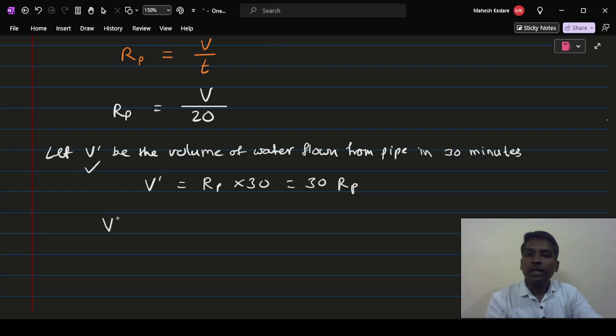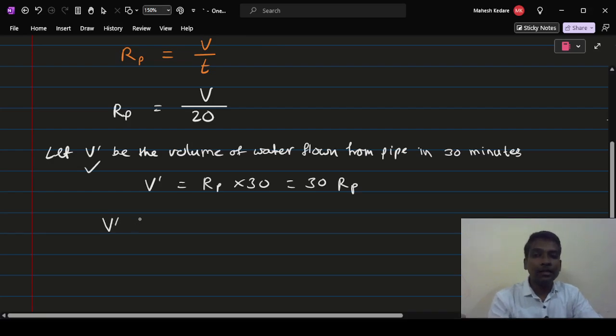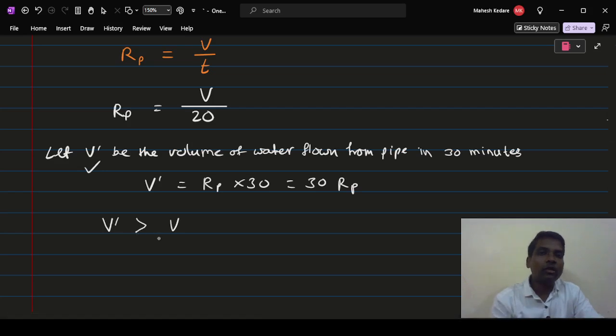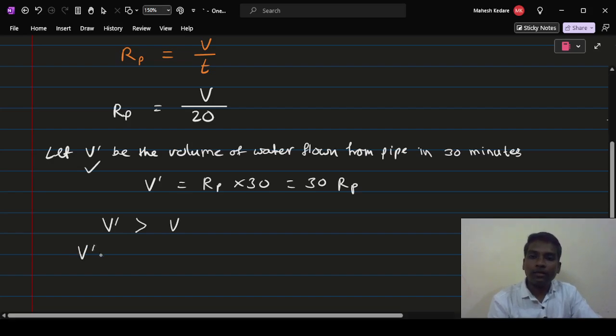V dash is the volume of water flowing from the pipe in 30 minutes and V is the volume of water flowing in 20 minutes. Certainly V dash will be greater than the volume V of the tank. Then where does the extra volume of water go in 30 minutes? The extra volume of water goes out of the tank due to leakage. So due to leakage, the volume of water flowing out of the tank will be V dash minus V. Let's call it the leakage volume of water.